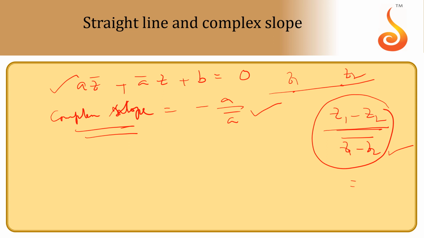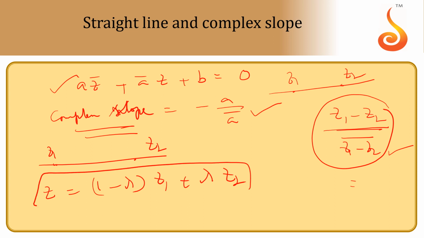There is a non-parametric form and a parametric form. Suppose z1, z2 are 2 points on a line, and z is an arbitrary point. Then (1 minus lambda) z1 plus lambda z2 is called the parametric form. By using the section formula, you can understand this.